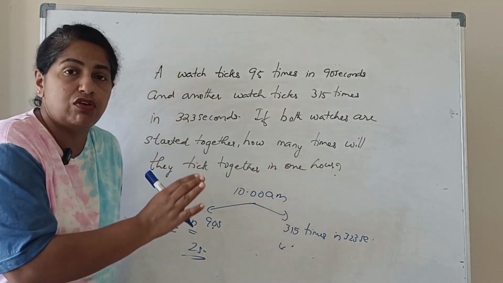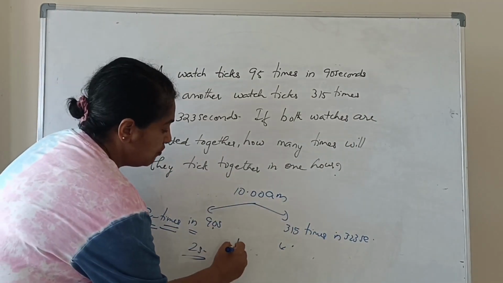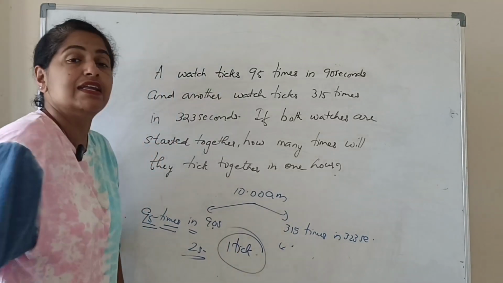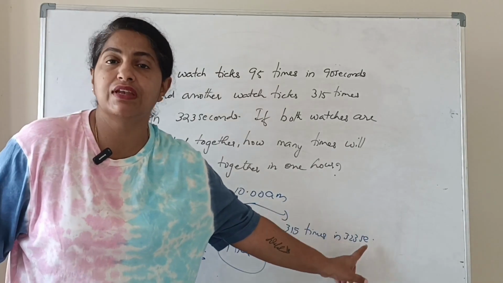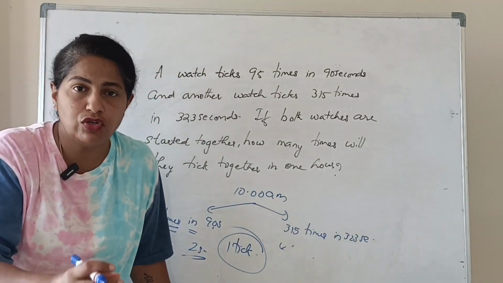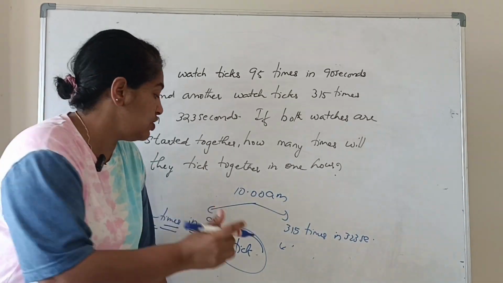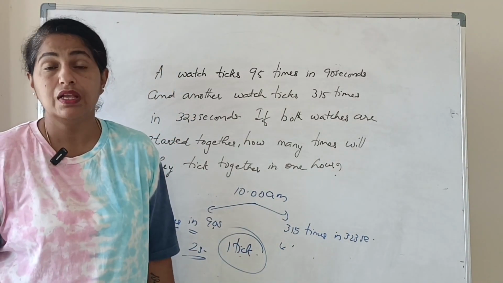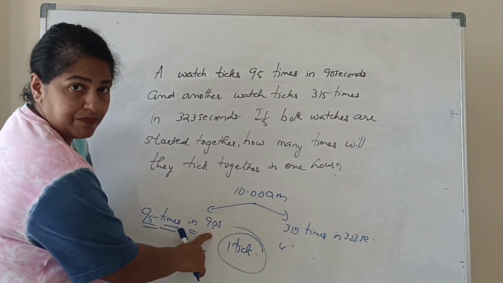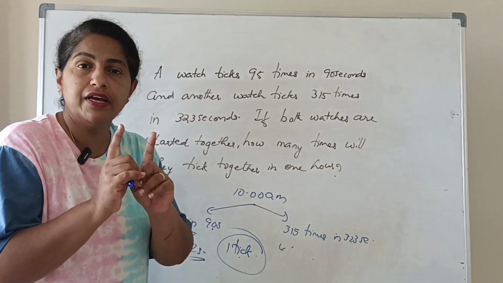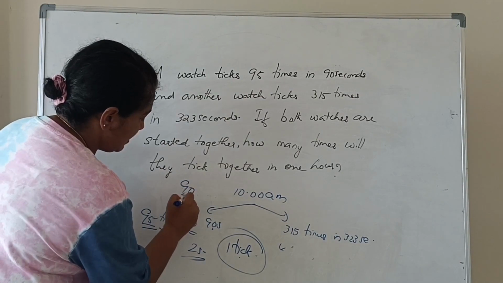Here, for the individual watches, they have not given the time that is required for one tick. They have given you 95 times in 90 seconds and 315 times in 323 seconds. So it is left to us to find out what is the time taken by each watch to make one tick. Okay, so how do we find it? 95 times in 90 seconds. So for ticking one time, how many seconds does it need? It needs 90 by 95.